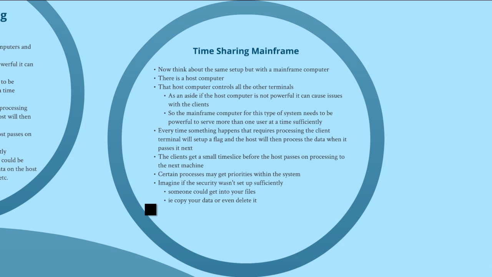So the mainframe computer for this type of system needs to be powerful to serve more than one user at a time sufficiently. Every time something happens that requires processing, the client terminal will set up a flag, a keyword that we see again and again, and the host will then process the data when it passes it next. The clients get a small time scale before the host passes on processing to the next machine.